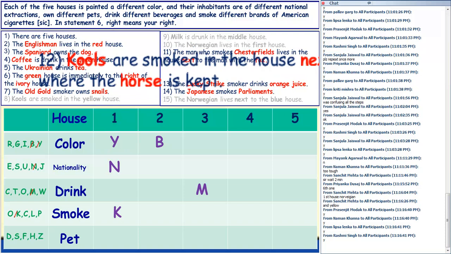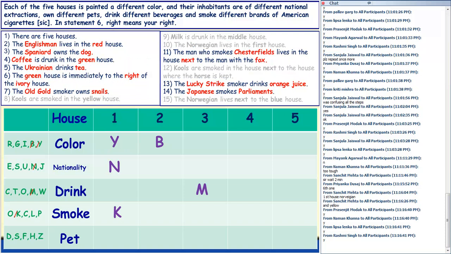So horse is in house number 2. That is for sure. Horse is in house number 2. That we can say definitely. ठीक है. Now, so what is the drunk by Norwegian? Can anyone guess now? What is drunk by the Norwegian?